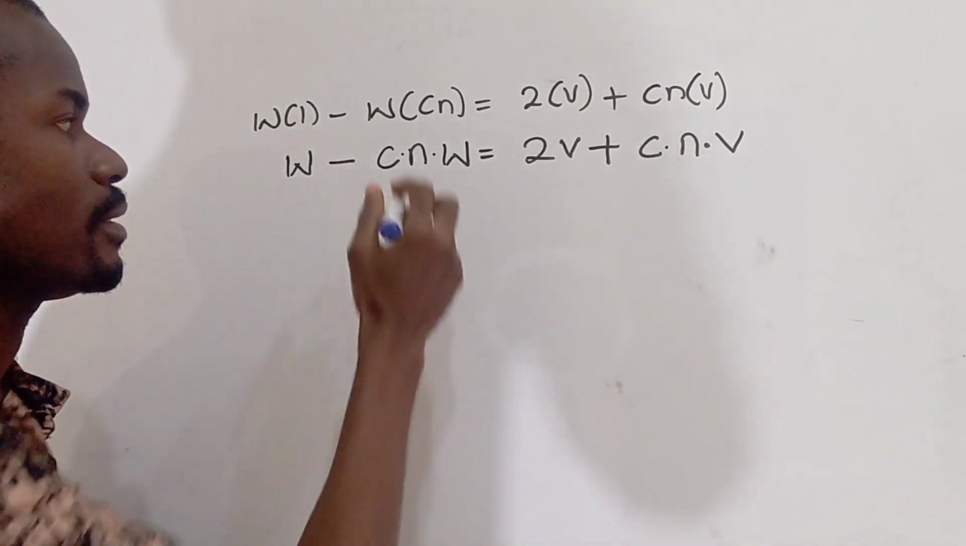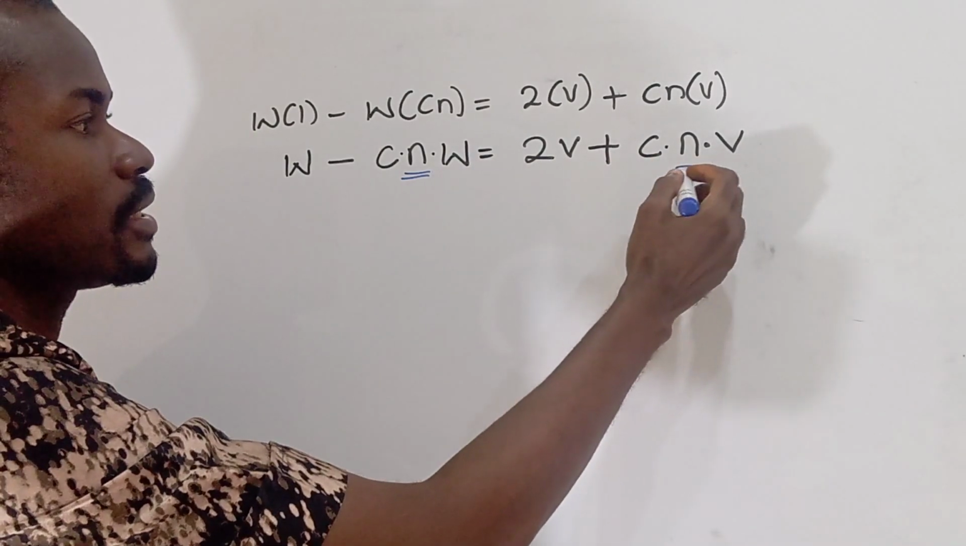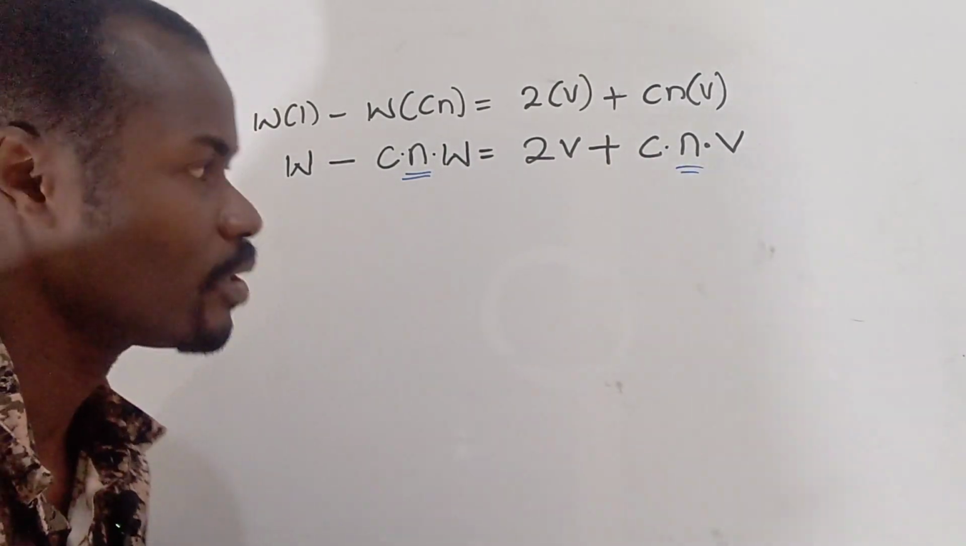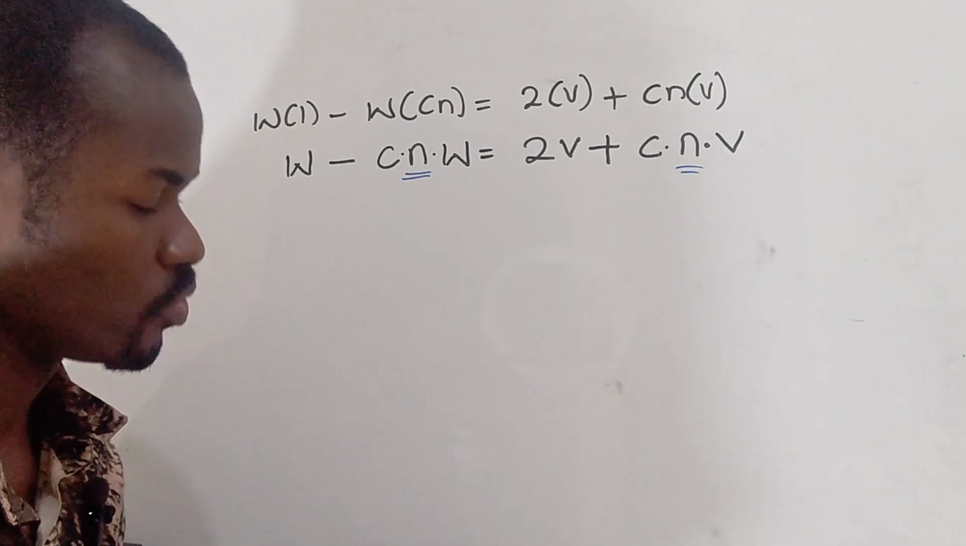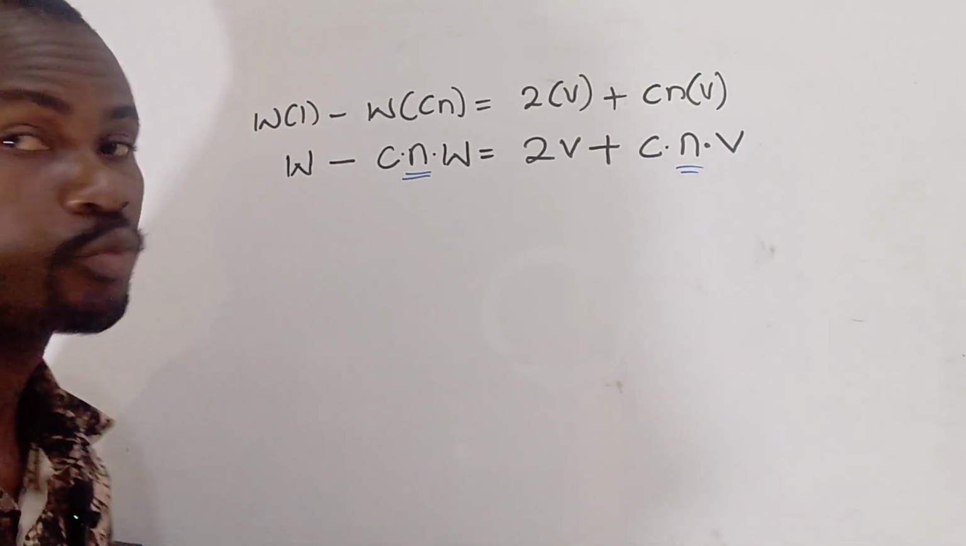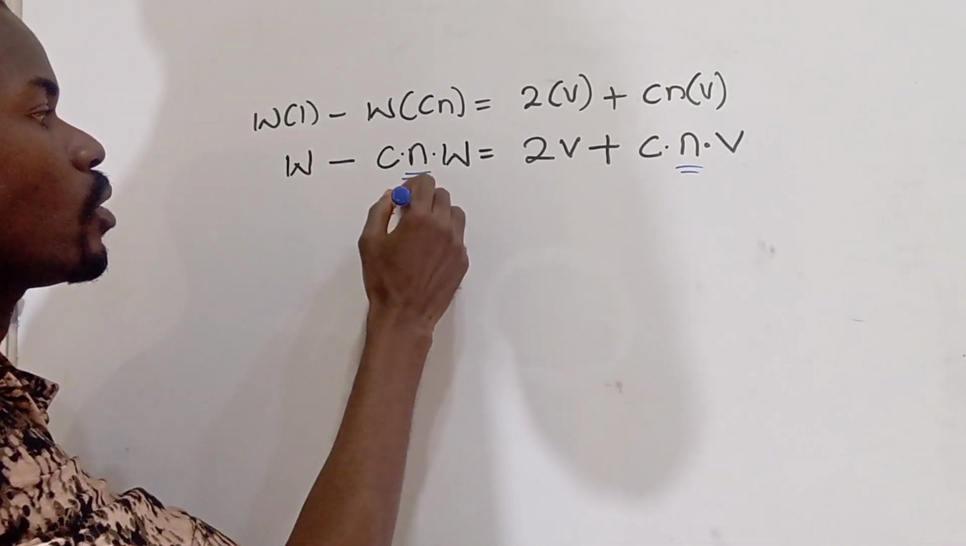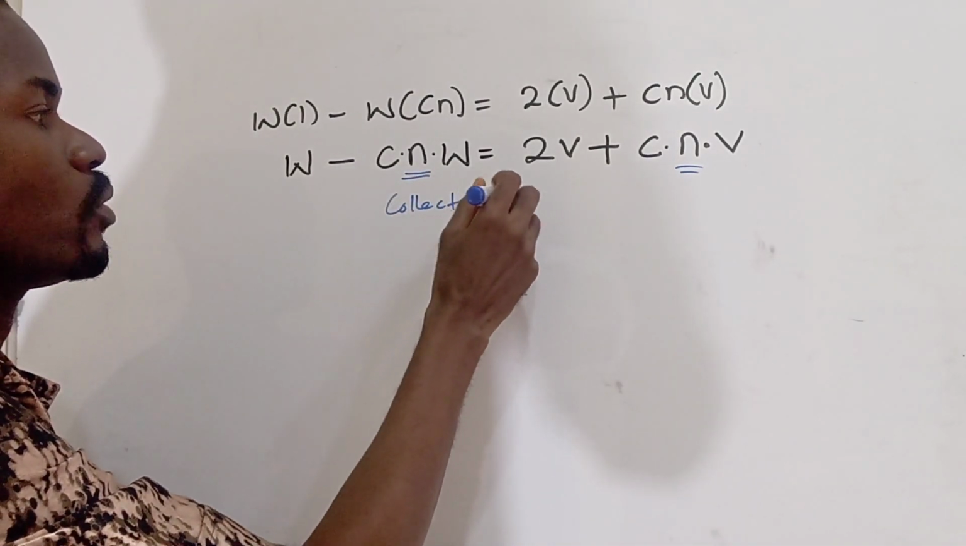Remember the question says we should make N the subject. Now if you observe, N is on both sides. Since N is on both sides, what do we do? We collect like terms.